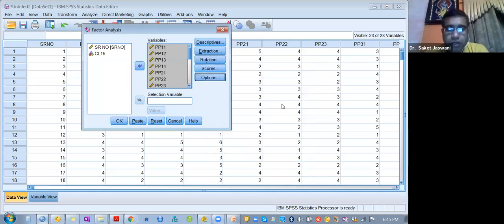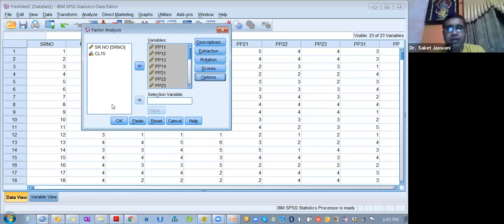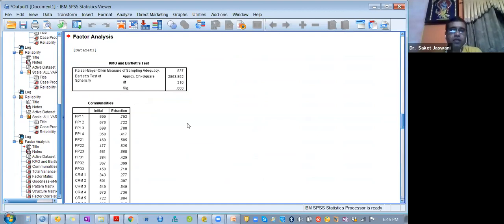Go to Options. Here you need to suppress small coefficients. By default it is 0.1. You need to make it 0.3. Important in factor analysis are the loading values. Those loading values below 0.3 are not required actually, so we will suppress them. We will click on Continue. Now all the required options have been selected and we will click on OK to get the results. See, factor analysis has been done and you have got the results in the output tab.